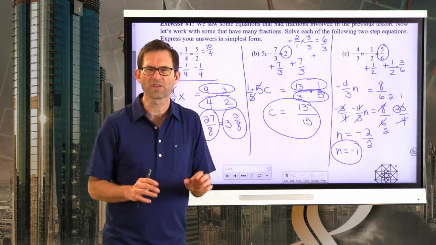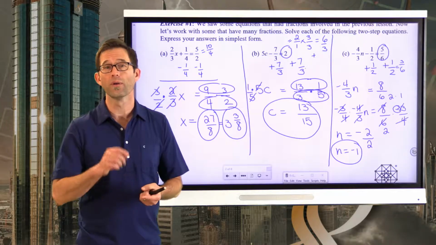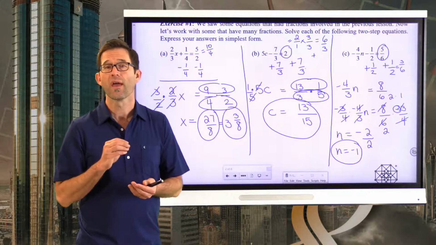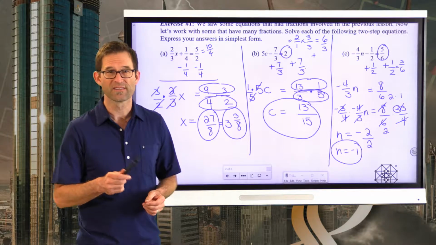All right, fraction work with equation solving can get quite ugly. Just keep in mind what you know about fractions, common denominators, what you know about multiplying fractions, and what you know about positive and negative numbers. All right, let's keep moving on.